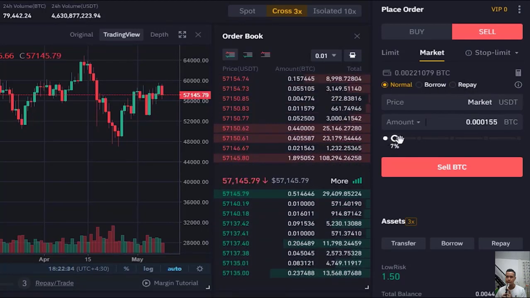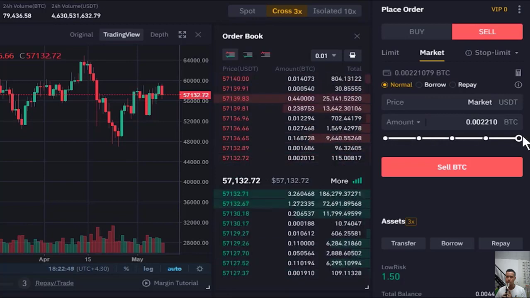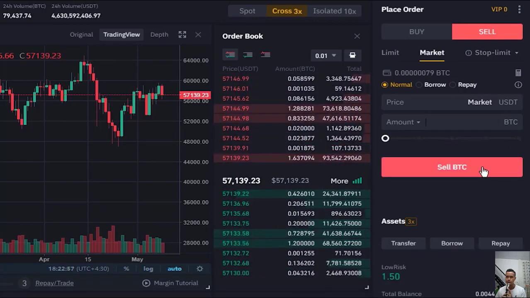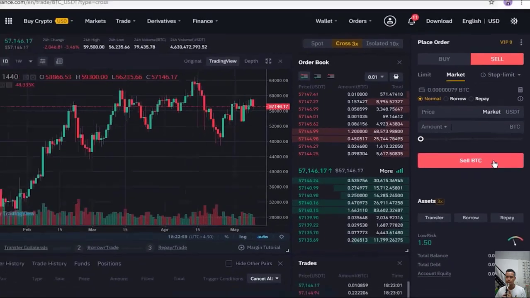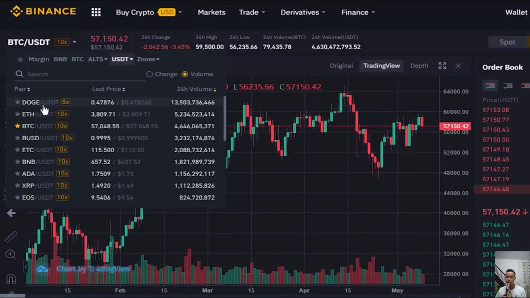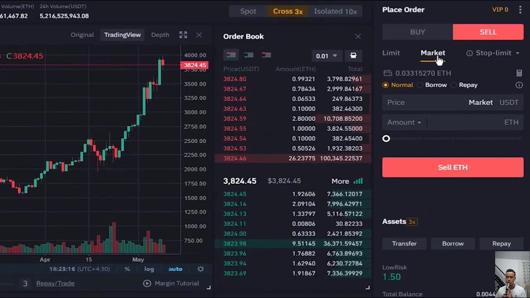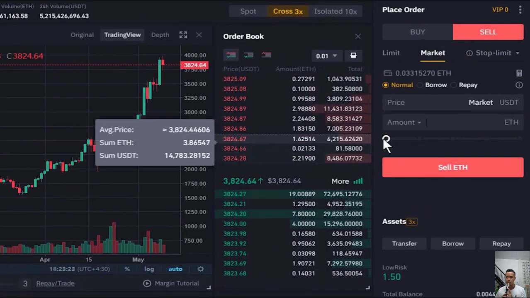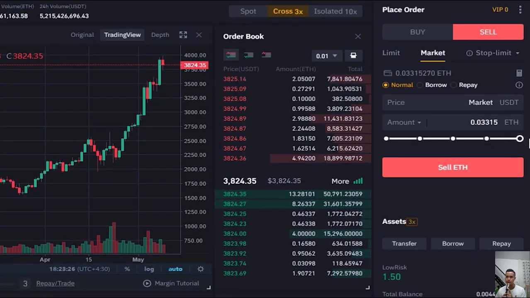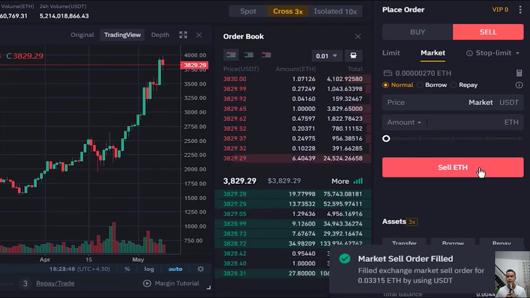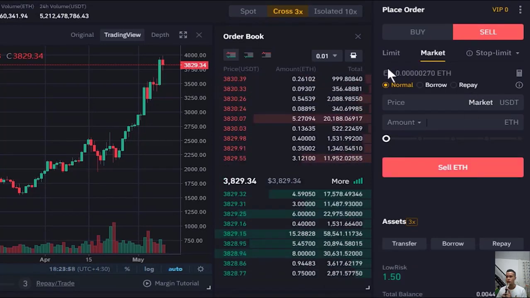We want to sell 100% of our available BTC. We click on sell BTC and the order is filled. And our Bitcoin is sold. And now let's select ETH USDT. Here it is. Sell tab, market order, normal, and we want to sell 100% of our available Ethereum. We click on sell ETH, order filled successfully, and it's sold.